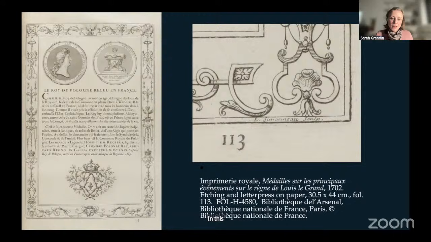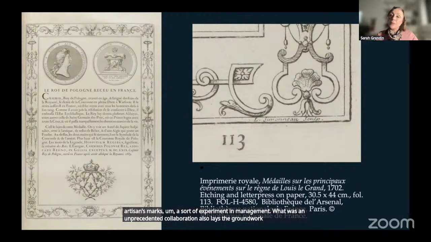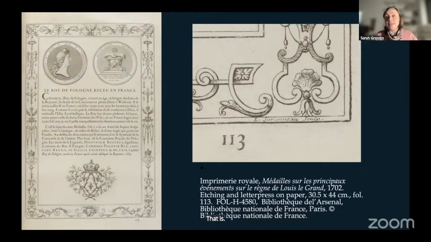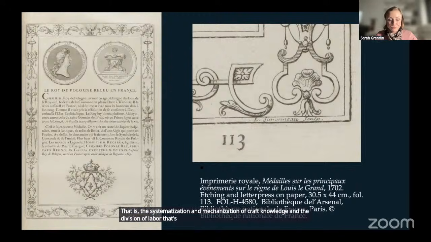In this way, the manner in which the Bignon Commission engaged with artisans marks a sort of experiment in management. What was an unprecedented collaboration also lays the groundwork for a split that would come to define the mechanical arts at an even greater scale. That is, the systematization and mechanization of craft knowledge and the division of labor this facilitated.